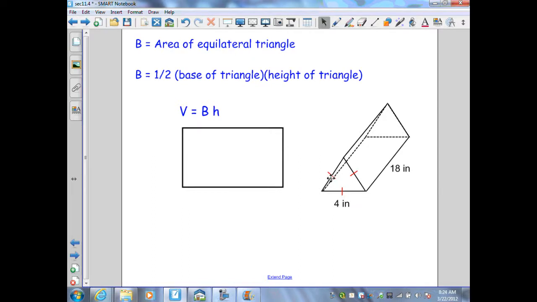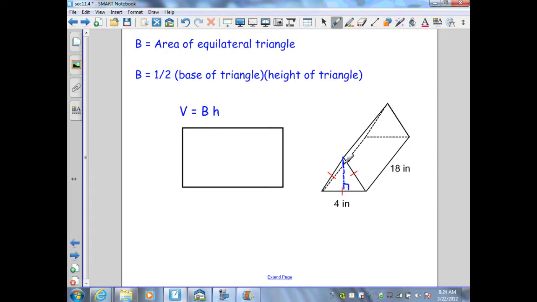Therefore, what I need to do is to find the area of that triangle. Remember, the area of a triangle, which is here going to be the base of my prism, is going to be equal to 1/2 the base of the triangle, which I know is 4, times the height of the triangle. Recall the height of a triangle is a perpendicular segment from a vertex to the base. I need to determine that value.